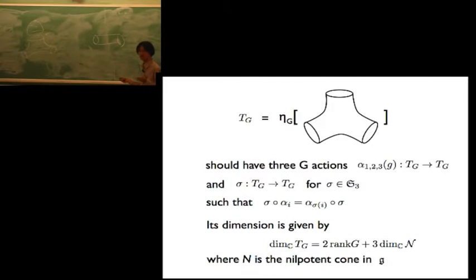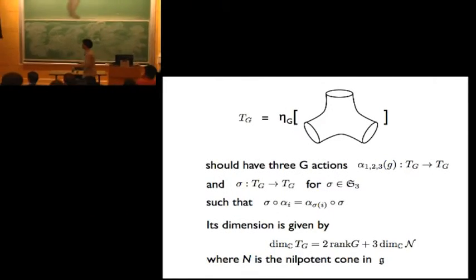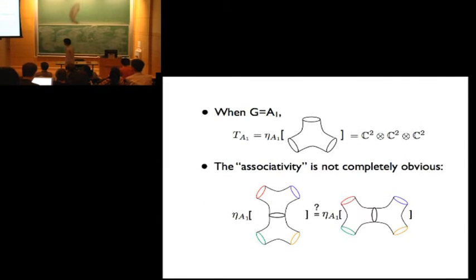So at least for G equals A1, we know what they are. And we know that they really satisfy the axioms of TQFT. So for the A1 case, this T_A1 is just the tensor product of 3 copies of C^2. So there should be 3 SL2 actions. Each of the SL2 actions just acts on each factor. And of course, it's very easy to see that these 3 SL2s act in a symmetric way on this flat symplectic space. The only non-trivial point in checking the axioms is the associativity.